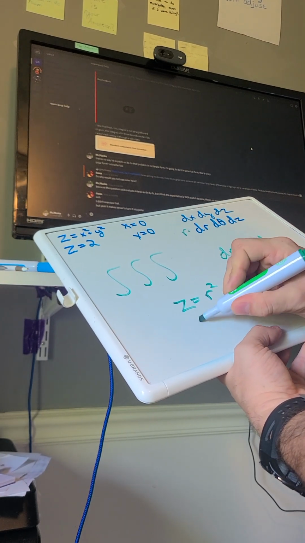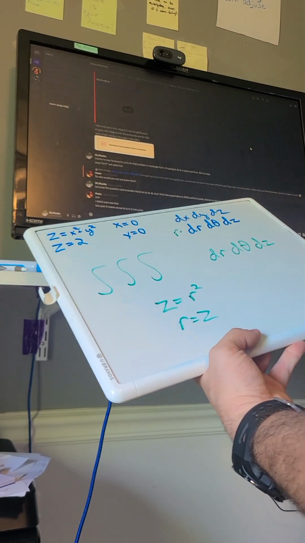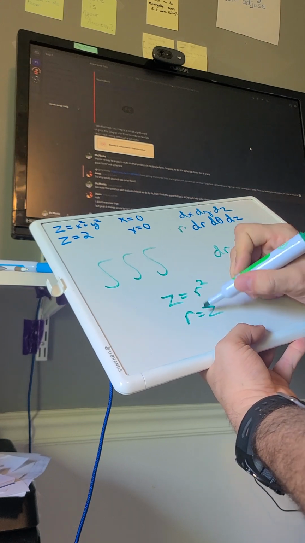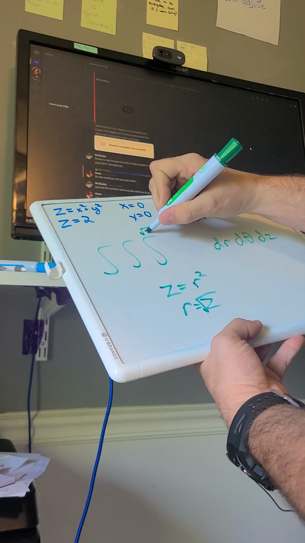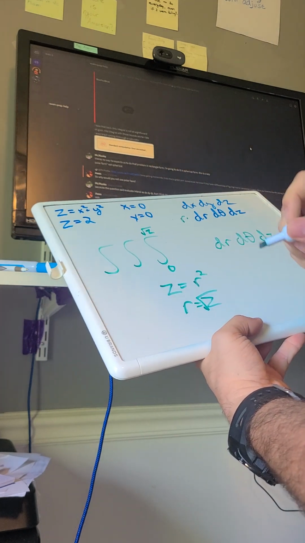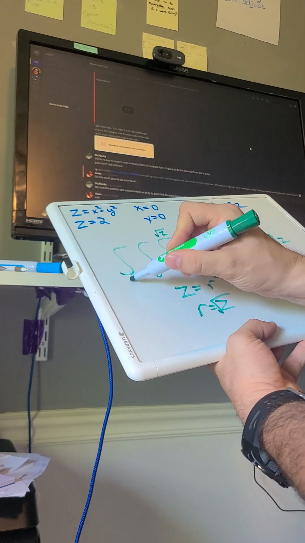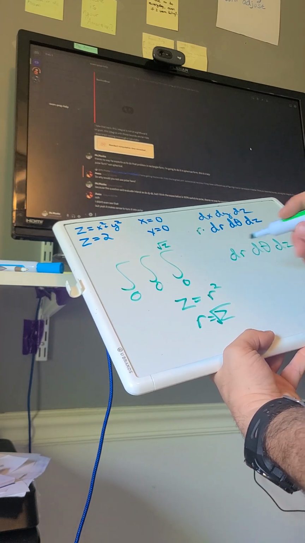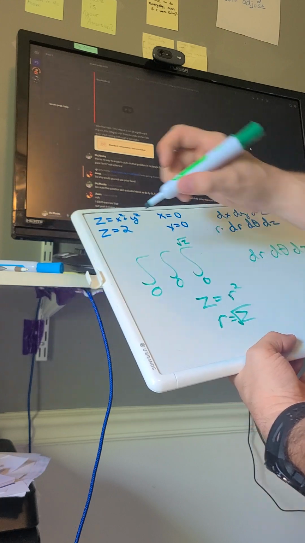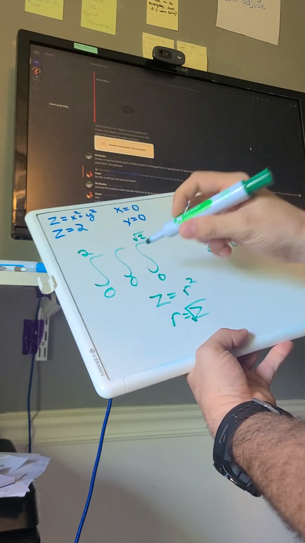So now r equals z. No, square root of z. So that's going to be there. Of course, the bottom bound is 0. Bottom bound is 0 for all of these. So that's easy. We're already given the bounds for z. That stays the same. So we got this.